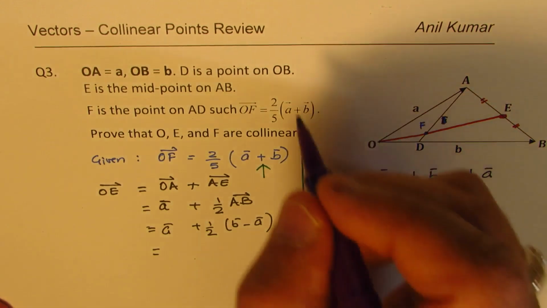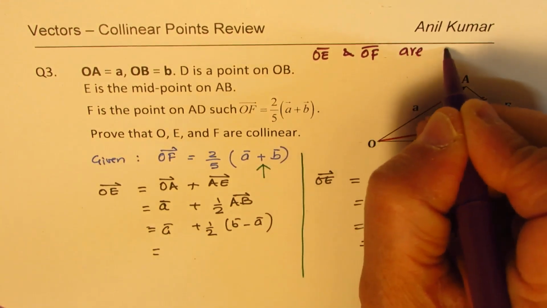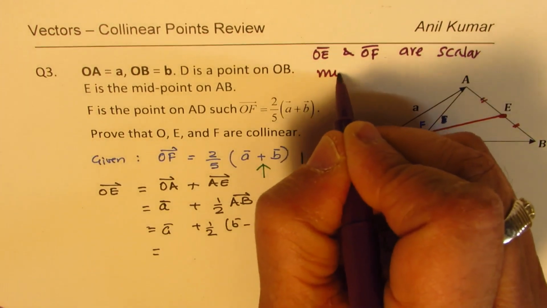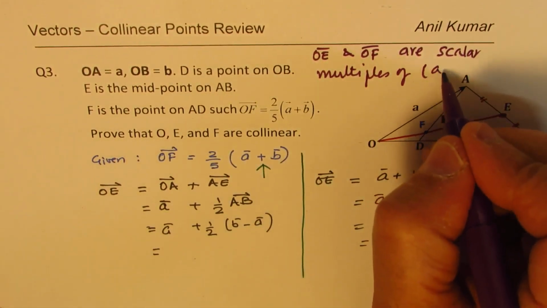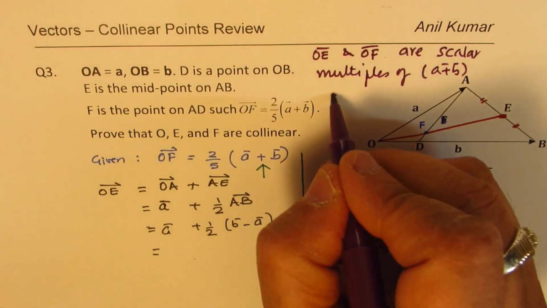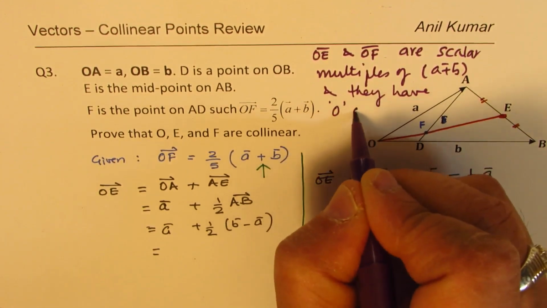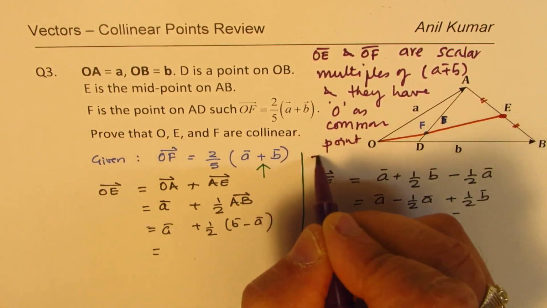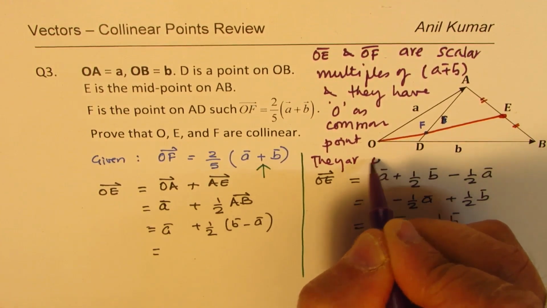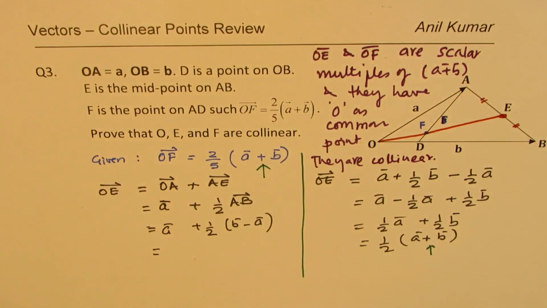So now you can write your reason. Since OE and OF, these two vectors are scalar multiples of vector A plus B, and they have O as common point, they are collinear. Does that make sense to you, right? So that is how you could actually solve such questions. I hope it makes sense, right?